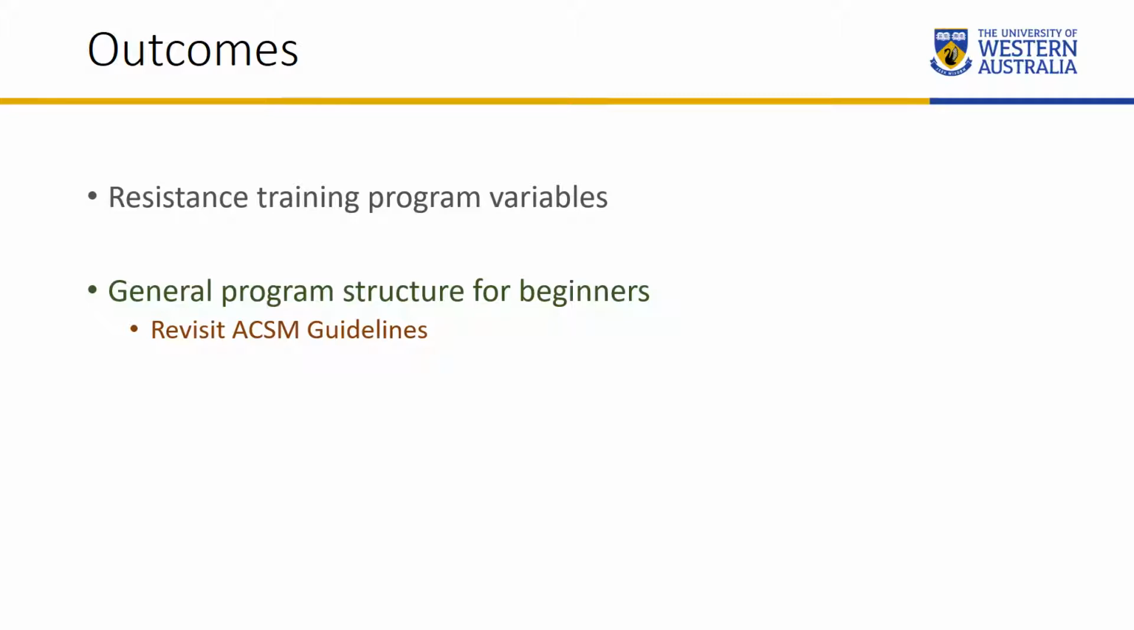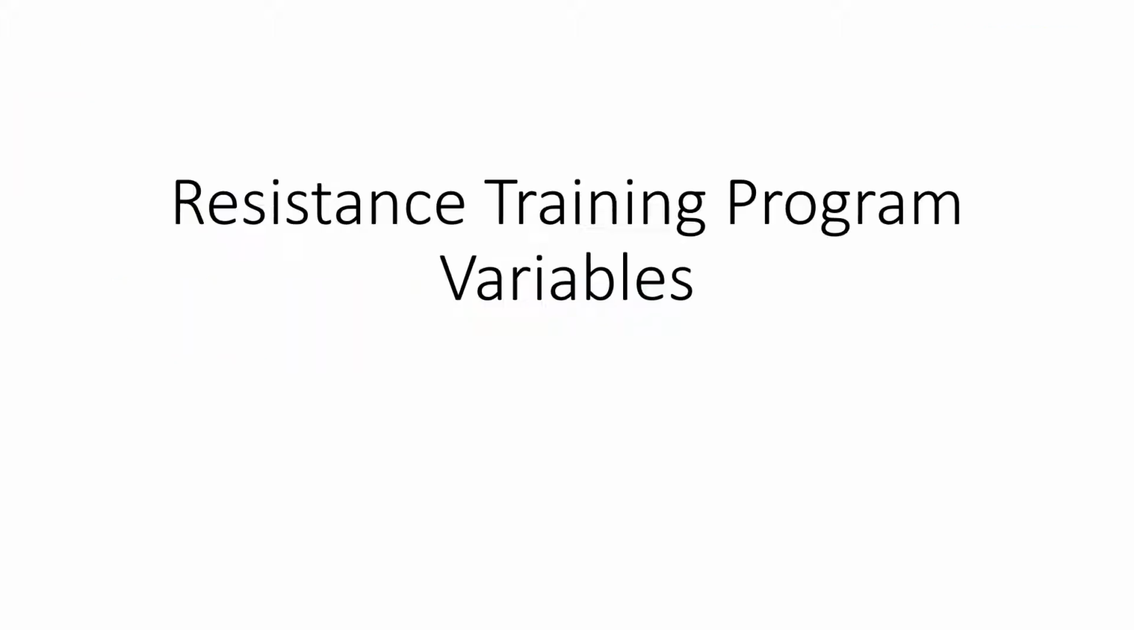We will revisit the ACSM guidelines for muscle strengthening activities, as it provides a good starting point for beginners and those who have ceased training for an extended period of time. A resistance training program generally requires the designer to make decisions on a number of variables to define the exercise stimuli. Essentially, the choice is made for the specific combination of acute program variables to create an exercise stimulus, and this choice therefore has to be specific to the needs and goals of the individual.